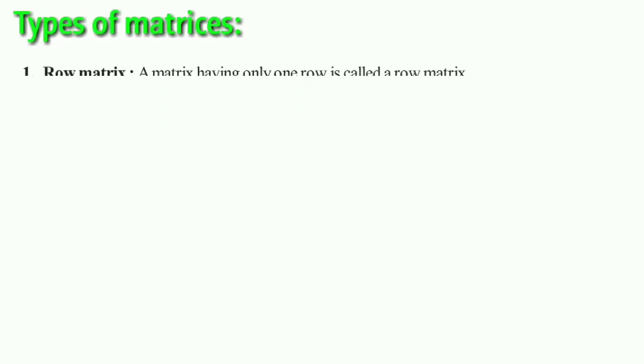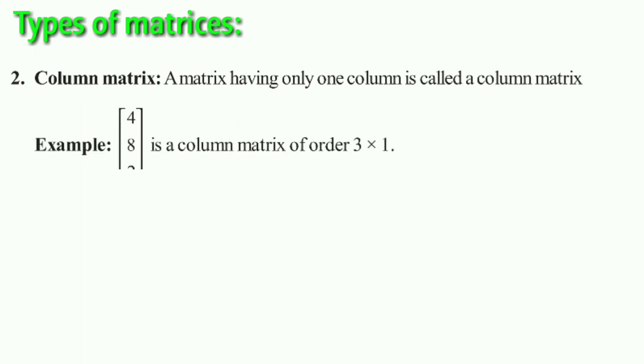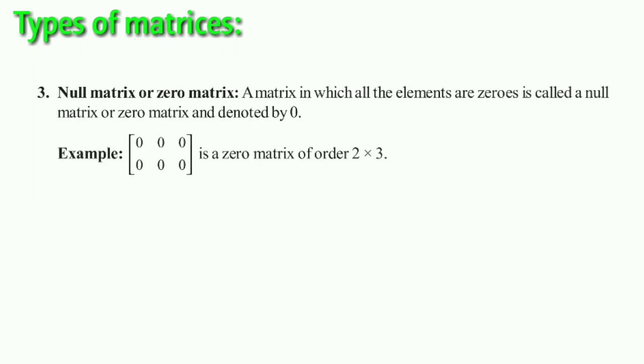Types of matrices. A matrix having only one row is called a row matrix. [4, 7, 1] is a row matrix of order 1 cross 3. A matrix having only one column is called a column matrix. Example, [4; 8; 2] is a column matrix of order 3 cross 1. Zero matrix or null matrix. A matrix in which all the elements are zeros is called a null matrix or zero matrix and is denoted by O.